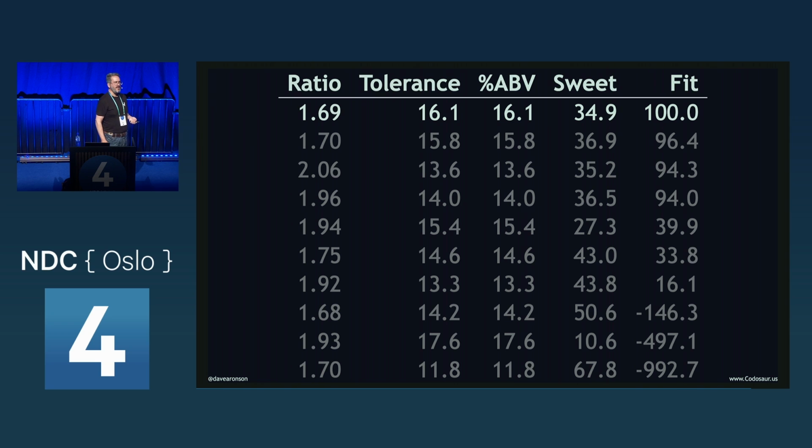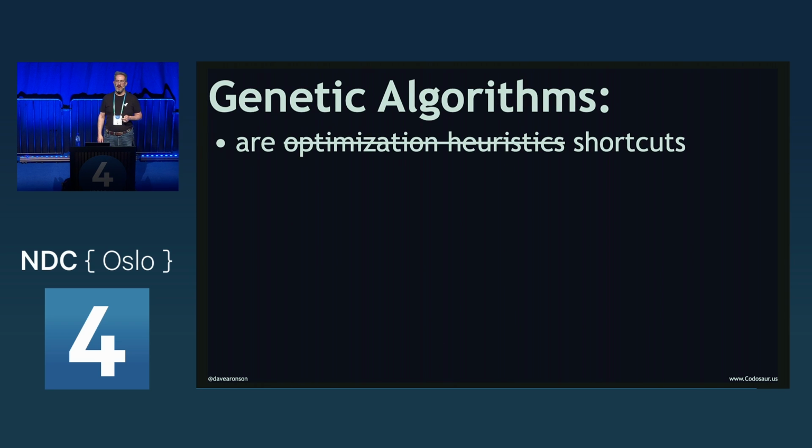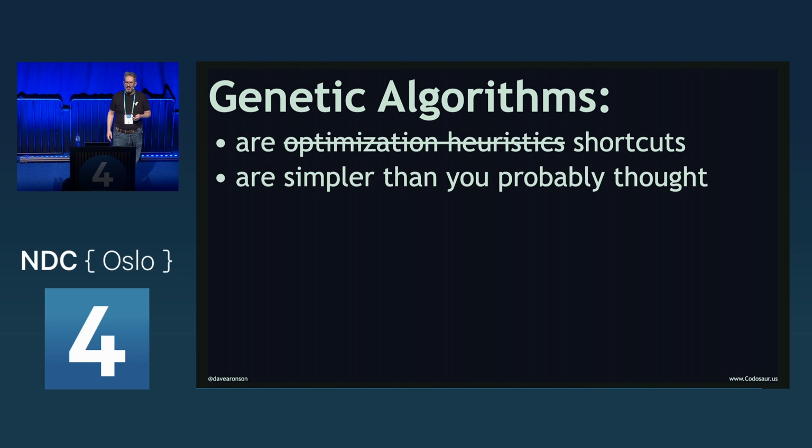To recap what you've learned here today, genetic algorithms are optimization heuristics, which is fancy talk for shortcuts to finding a good enough solution to some problem. They're simpler than you probably thought. All you need to do is create an initial population and cycle through 5 fairly simple steps until you're done.